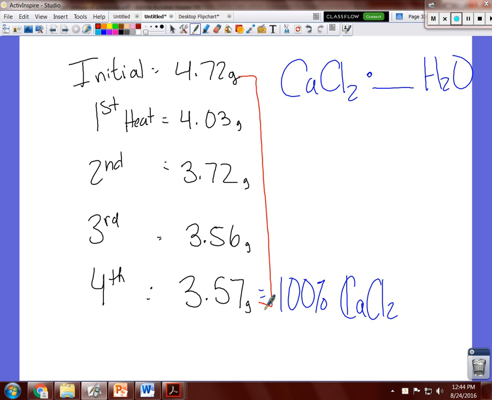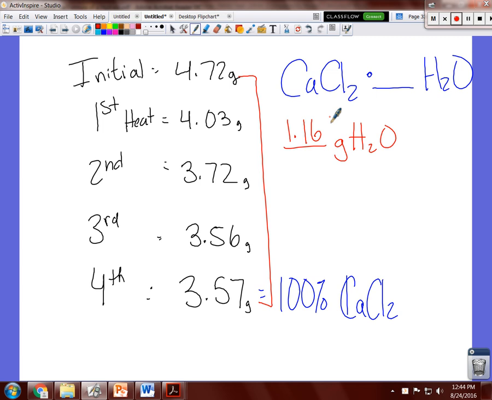So 4.72 minus 5. And this goes back to my question. What could have caused this to go up? That or something else reacting with it. So this is going to be our minimum number, so let's go with our minimum number. Okay. So what is 4.72 minus 3.56? Okay. So our grams of H2O was what? 1.16 grams of water.